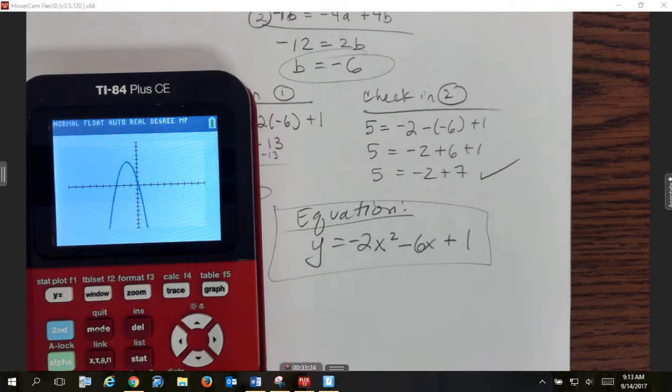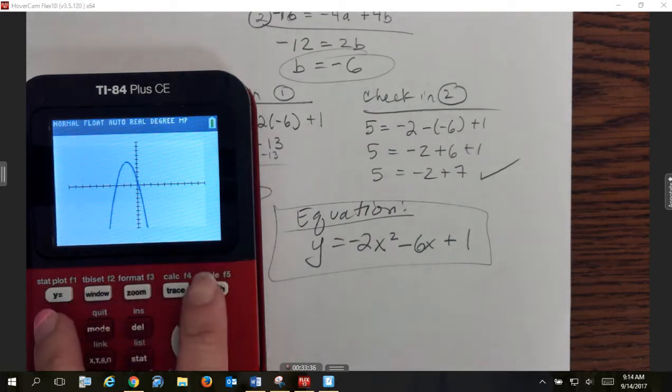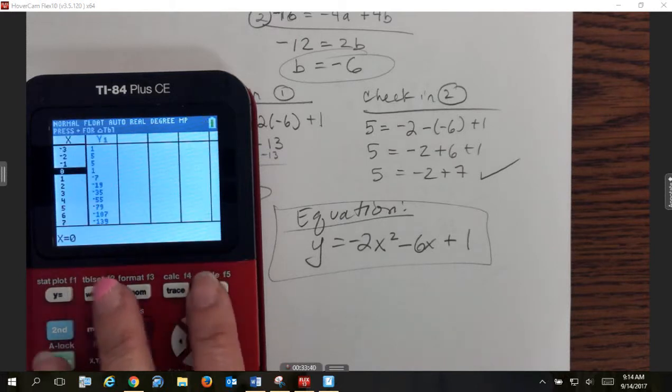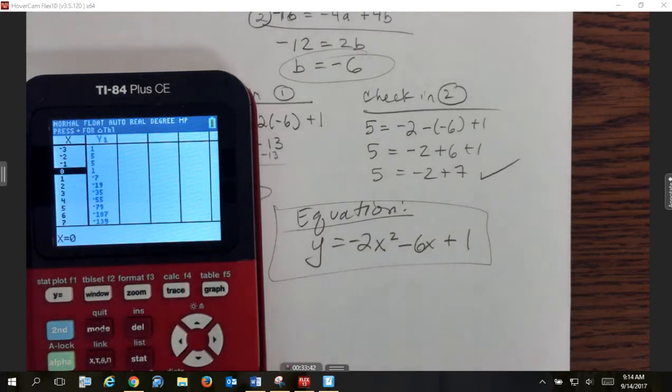Once you have that equation graphed, if you go to the table of values, to get to the table, you do second graph. That's where the table is, second graph. Am I going too fast? Are we still typing in the equation? You go to second graph and you go to your table.